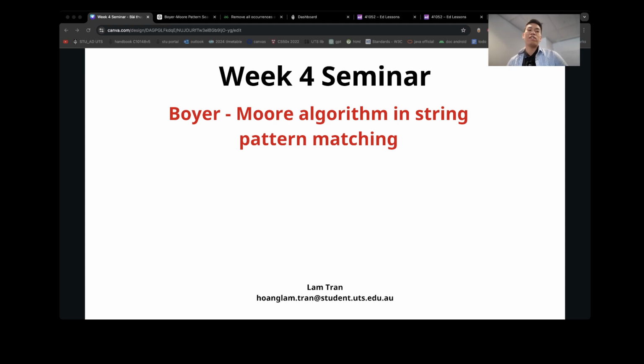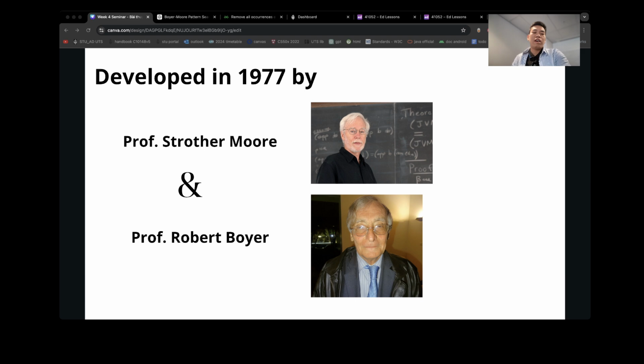Today we're going to discuss the Boyer-Moore algorithm in string pattern matching. Here are the authors of this algorithm, Professor Strother Moore and Robert Boyer. Boyer was a professor at the University of Texas. Wikipedia says he was an American computer scientist, and his career involved MIT.